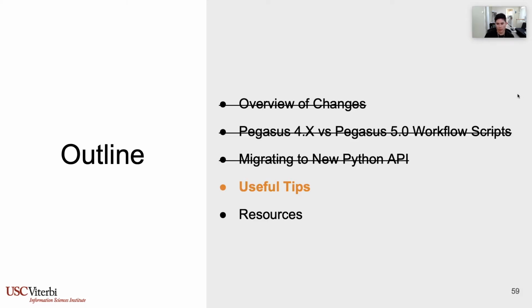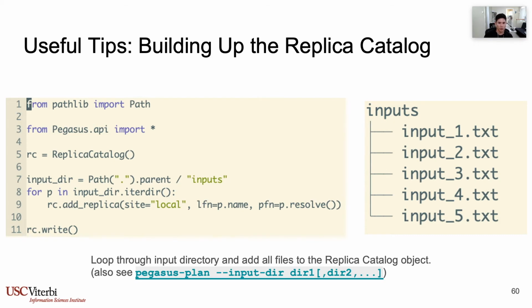So now that I've covered migrating to use the new Python API, I want to go over a few useful tips that are good to know as you move forward and convert these workflows to run with Pegasus 5.0. So let's start off with building up the Replica Catalog. Let's say that you have an input directory on your file system and you have all of these txt files in it. You're going to need to add these entries to your Replica Catalog if they're all used by the workflow. The simple way to do that is to create the Replica Catalog object, and using something like pathlib, you can just iterate through the directory and then add all the files that you would need by the workflow.